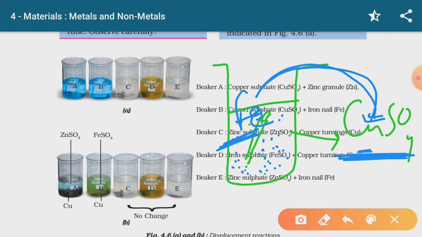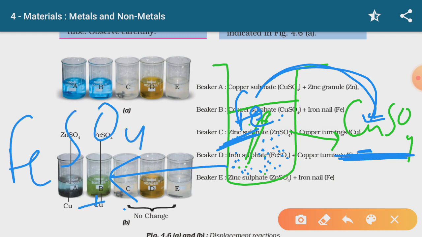And after some time, if you keep this beaker for some time, what will happen? A new product will be formed, that is FeSO4, and copper will be left behind. It means iron, being higher in the reactivity series, has displaced copper from its salt solution.